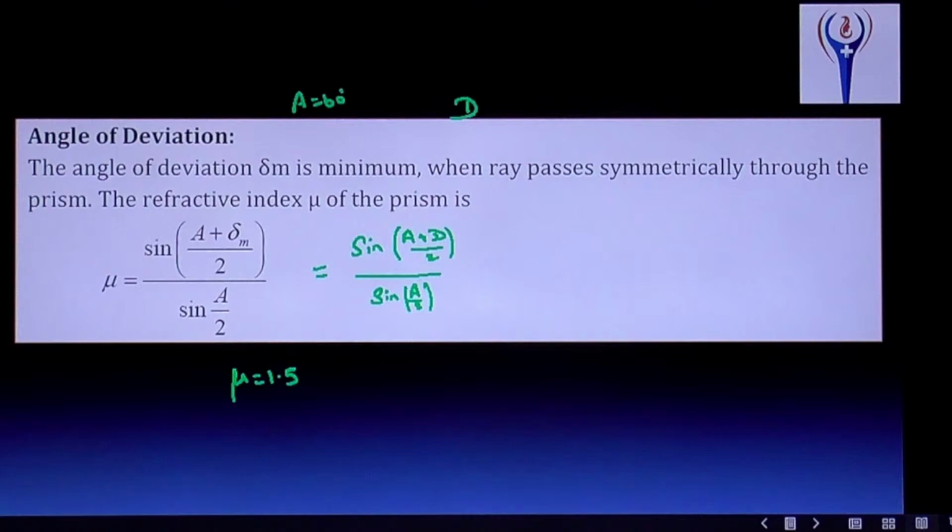Now the formula is mu equal to sin of (A plus delta M) by 2 divided by sin of A by 2, or mu equal to sin of (A plus D) by 2 divided by sin of A by 2. This is the formula, and A is the angle of prism. That is a separate experiment to determine the angle of prism value. The value will be 60 degrees. We will find approximately 59 degrees something or 60 degrees something in the spectrometer. And the angle of minimum deviation, approximately 38 or 39 degrees, we will get. On substituting this, the refractive index of glass is 1.5.